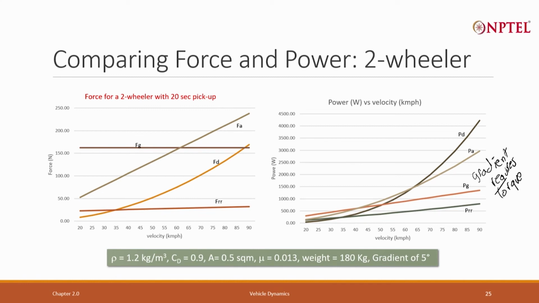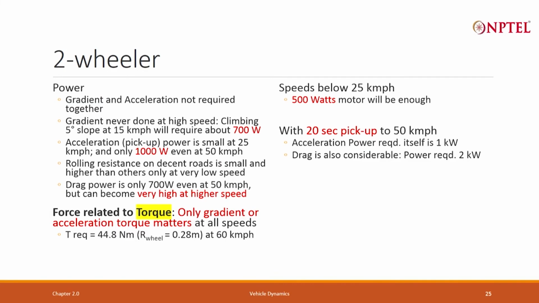So, actually the two-wheelers which are limited to 25 kilometer per hour very often have a 700, 800 watt motor put in, often below a kilowatt, 500 to 700 watts. But if I go to 50 kilometer per hour, the situation changes. At 50 kilometer per hour, the acceleration alone is 1 kilowatt, and drag and other things are also considerable. So, you will require about 2 kilowatt.